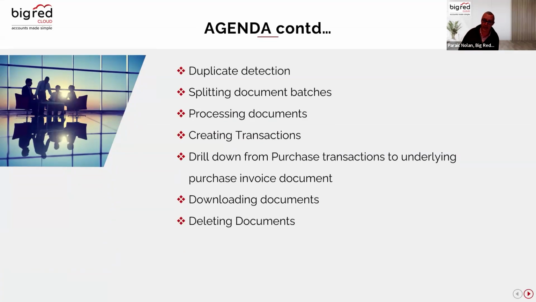We'll look at processing documents and sending them to our backend engine to see can it detect the data from it. And then we'll look at creating transactions in Big Red Cloud. And having done so, we'll look at drilling down from those transactions to the underlying document. And finally, we'll look at deleting and downloading the documents that you have created using the Purchase Importer.